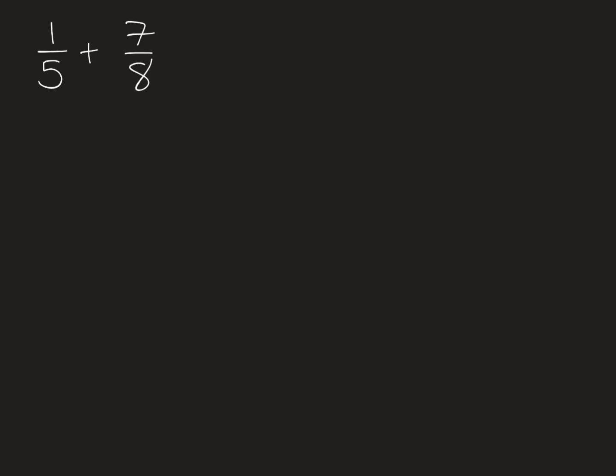In this video, I'm going to go over how you can add fractions with different denominators. And the first thing we want to do is actually find a common denominator. In order to do that, you just have to start with the largest number you see in the denominator. In this case, it's 8.